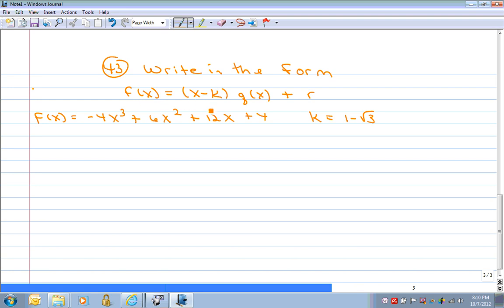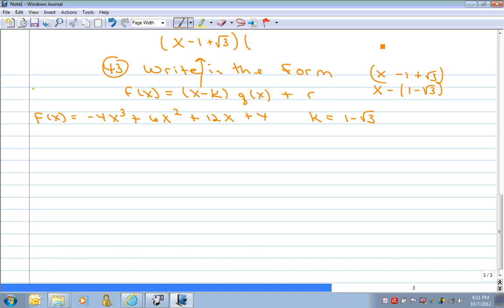Since they want it to be f of x equals x minus k, we're going to write x minus k. K is 1 minus the square root of 3. We're going to distribute the negative, and you're going to get x minus 1 plus the square root of 3. And that'll be our first factor. It's kind of messy. Then we'll have another factor, and then we'll have a remainder if we have one.